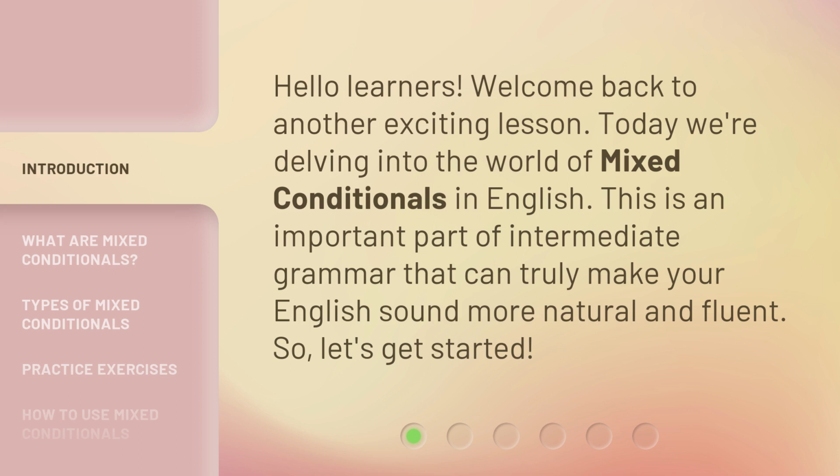Today we're delving into the world of mixed conditionals in English. This is an important part of intermediate grammar that can truly make your English sound more natural and fluent. So, let's get started.